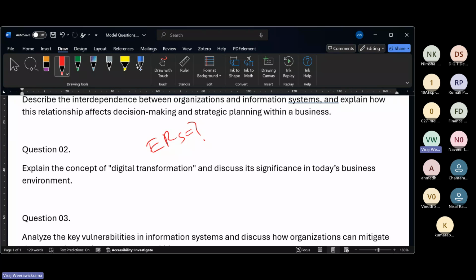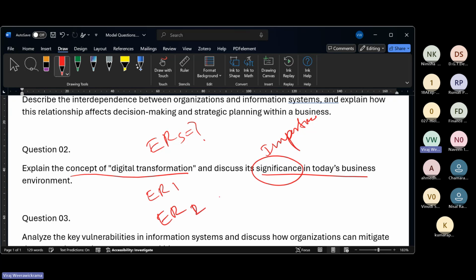Yes, exactly. You have to explain the concept of digital transformation and you have to explain the significance in today's business environment. Significance in the sense you have to highlight the importance. As you said, there are 2 requirements, ER1 and ER2. Then you can plan your answer. If the question is given only 8 marks, there is no need to explain in detail. You can answer to the ERs.